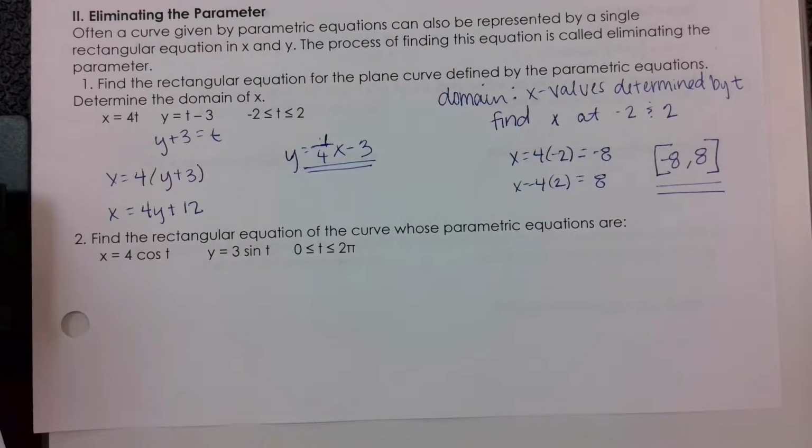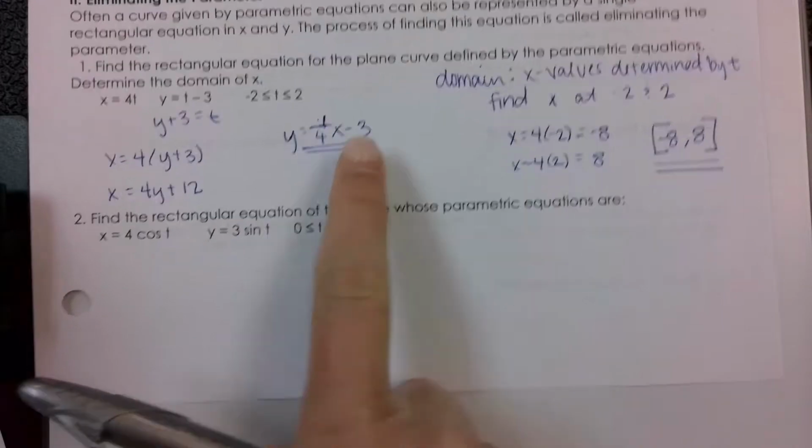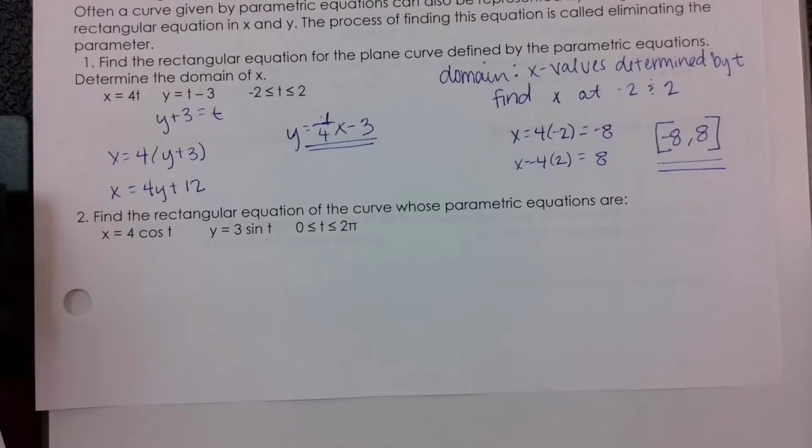And that's it. Is that okay? So here's your function without the parameter, and there's your new domain. That's all we had to find there. Questions?